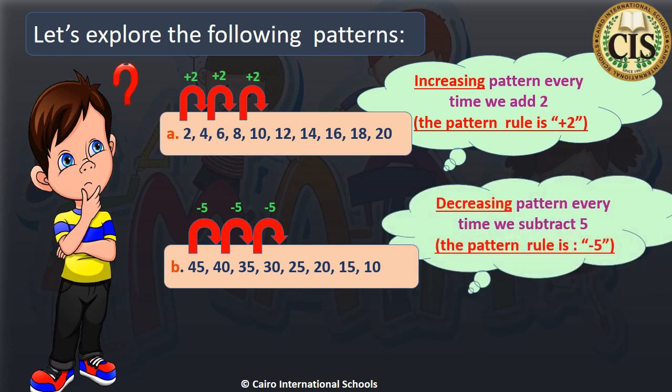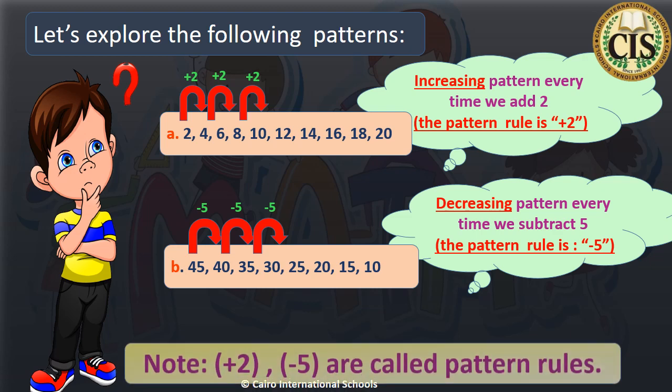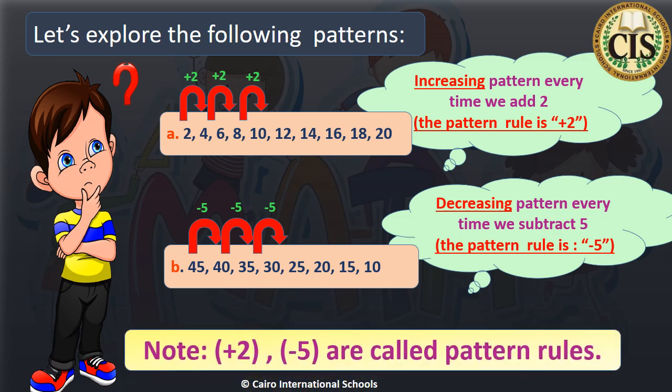So this pattern is a decreasing pattern. Why? Because numbers are getting smaller. 45, 40, 35, and so on. And the pattern rule is minus 5, because each time we are subtracting 5.